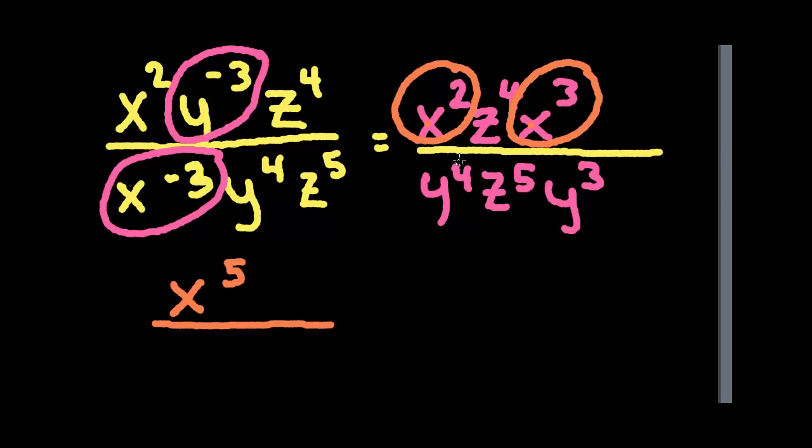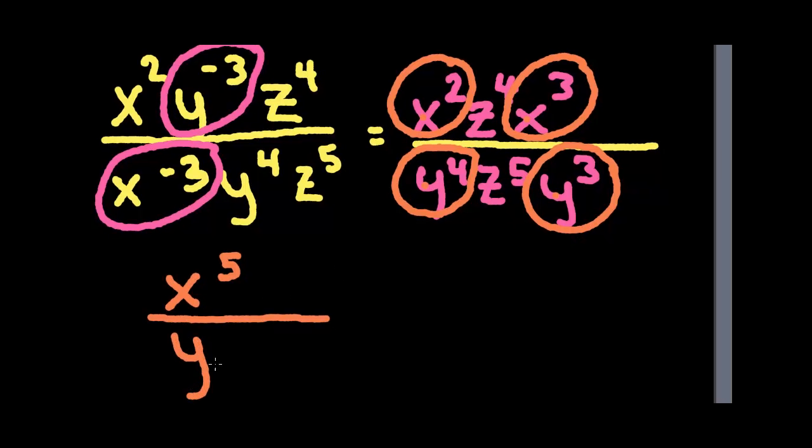So the y's are down here, there's a y to the fourth and a y to the third. Again, they're on the same level and they're next to each other. They both have a base, so we're going to add their exponents. So they're going to become y to the 7th.